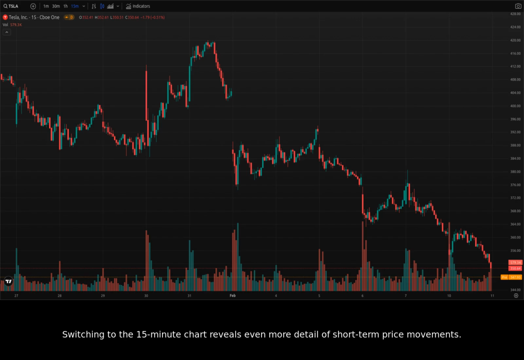Switching to the 15-minute chart reveals even more detail of short-term price movements. This highly granular chart shows frequent fluctuations that may not be present on the bigger timeframes. The 15-minute candles can be useful for spotting entry and exit points for short-term trades, but it's very risky.